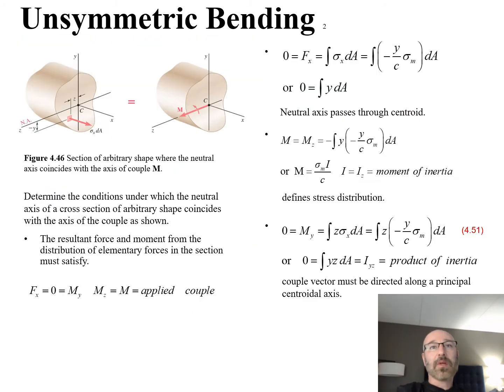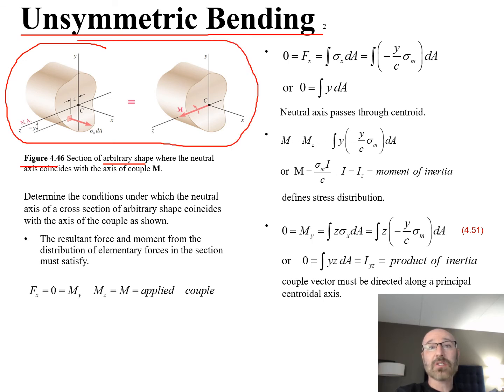Continuing on with the topic of unsymmetric bending, let's take a look at figure 4.46. In this figure, we see a section of arbitrary shape in the diagram above, where the neutral axis is going to coincide with the axis of the couple M. There's our neutral axis going across, and you can see it coincides with the axis of the couple M. If this were a problem we were working on, maybe they'd ask us to determine the conditions under which the neutral axis of the cross section of arbitrary shape is going to coincide with the axis of the couples shown. So how do we go about this?